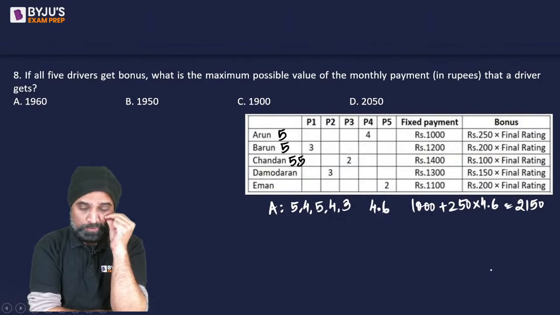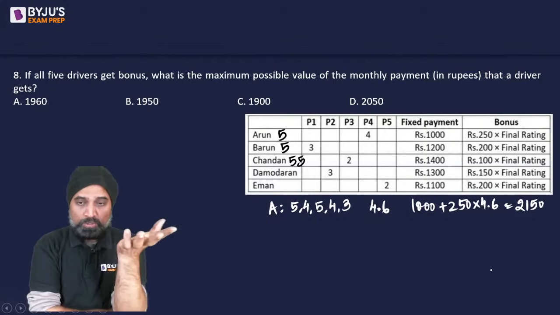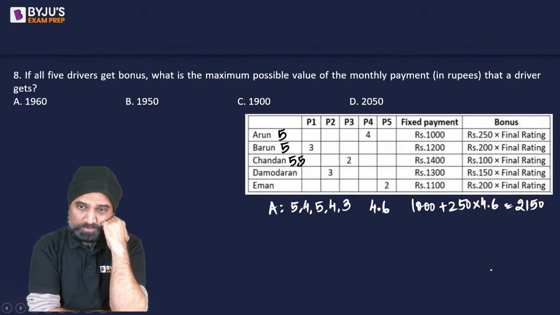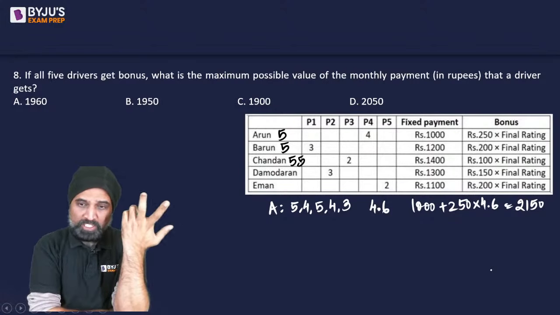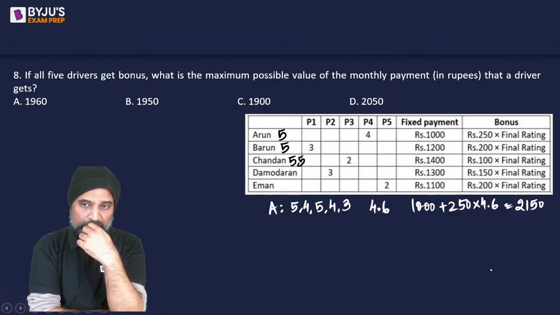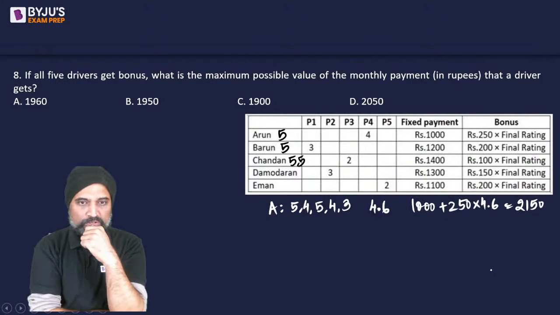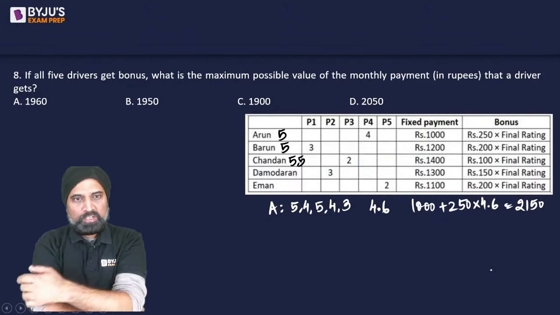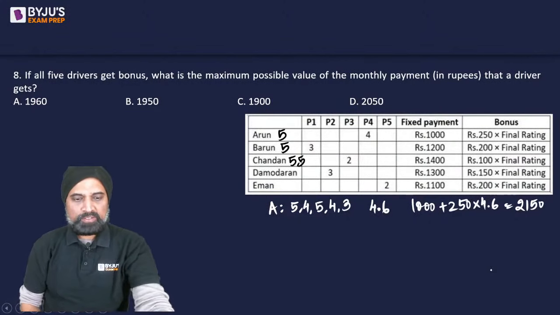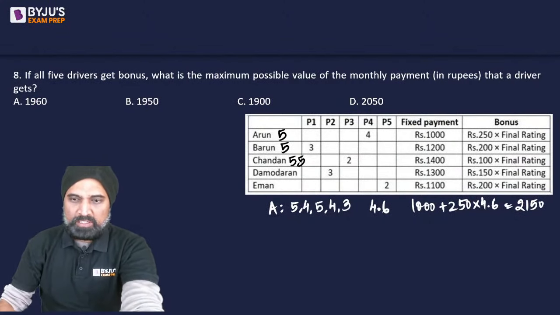1000 plus 250 into 4.6. 250 into 4 is another 1000. And 250 into 0.6 is 150. So this is 2150. What calculation mistake am I making? Because in none of the options we have 2150. This is the maximum possible monthly payment, right? Am I missing something?